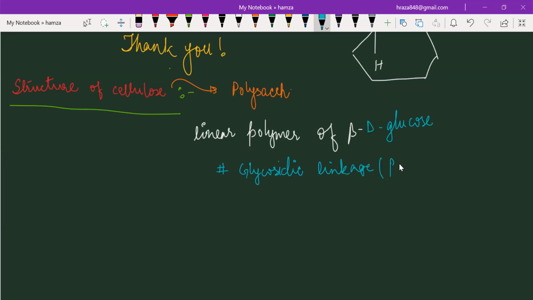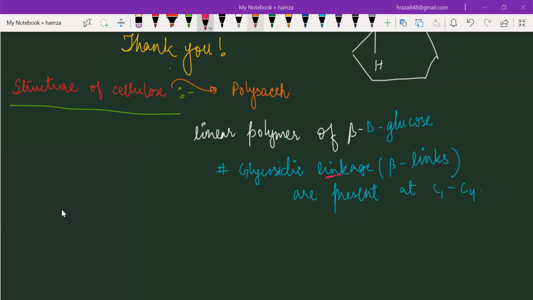That means basically it is also called beta links because beta glucose is present, and between C1 and C4 the glycosidic linkage is present. Please write up to this and then I'm going to write the structure. It's a linear polymer of beta D glucose, so we just need to add beta D glucose linearly.